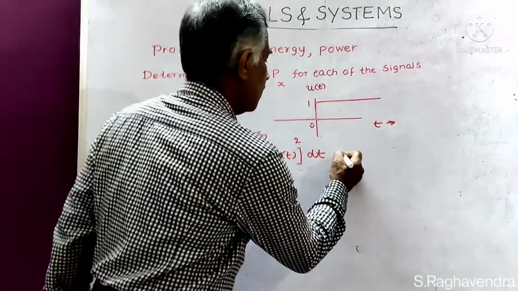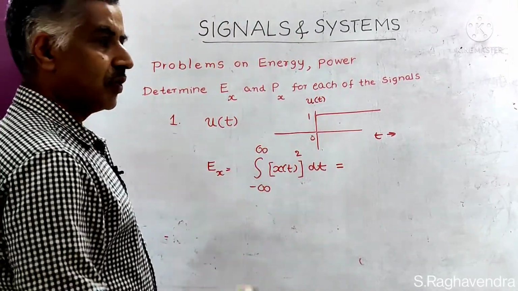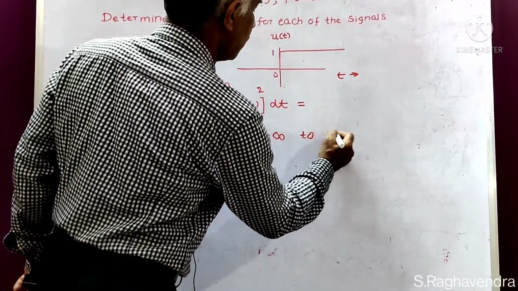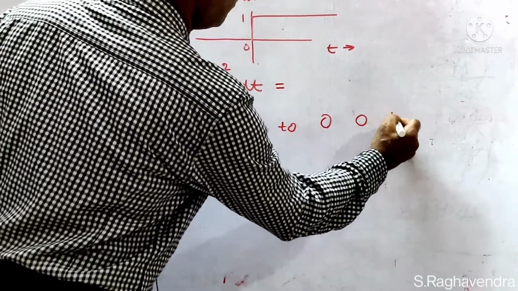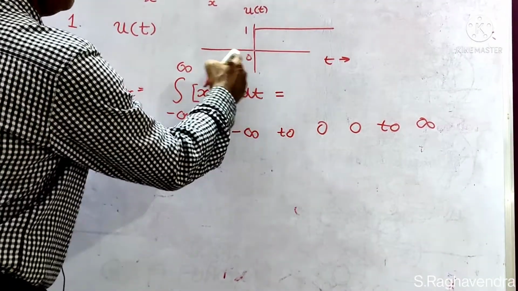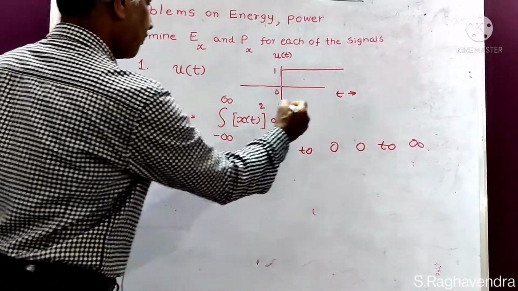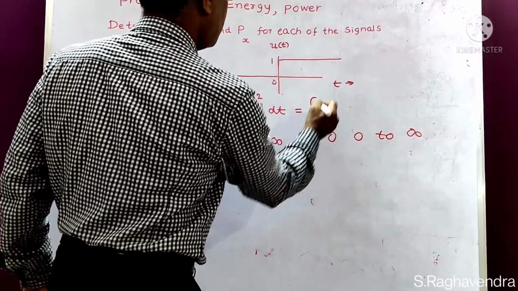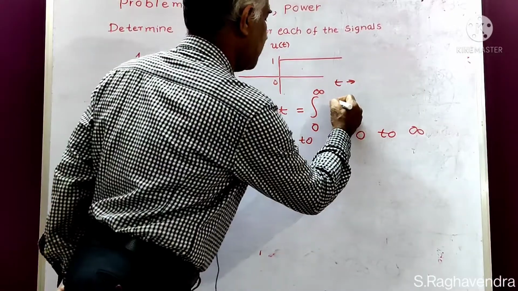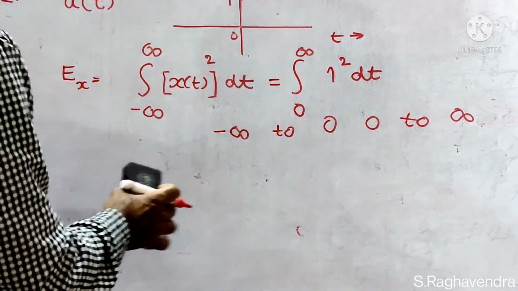Now the integration from minus infinity to infinity can be split into two intervals, minus infinity to 0 and then 0 to infinity. But in the first interval, its value is 0. Therefore, this integral reduces to 0 to infinity, and the x(t) value is 1, therefore 1 square dt.